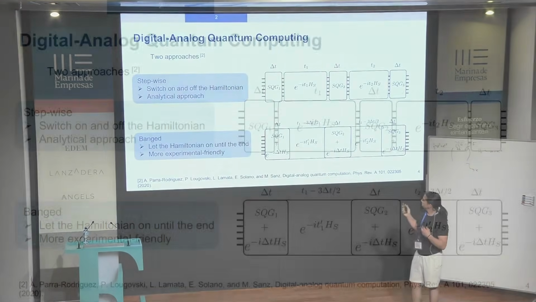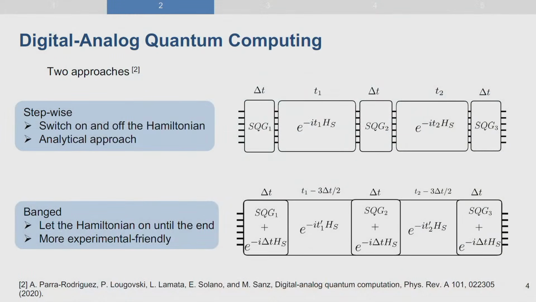Or the banked digital analog quantum computing way, which is I leave my Hamiltonian on, and then on top of the dynamics, I apply the local unitaries. This is usually more experimentally friendly, but it will introduce a small Trotter error.